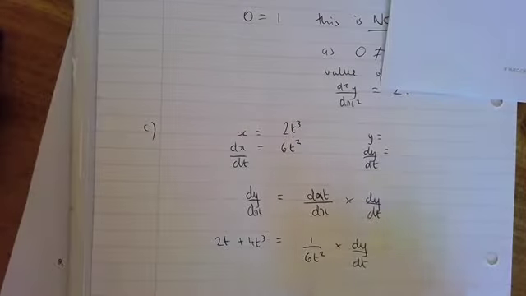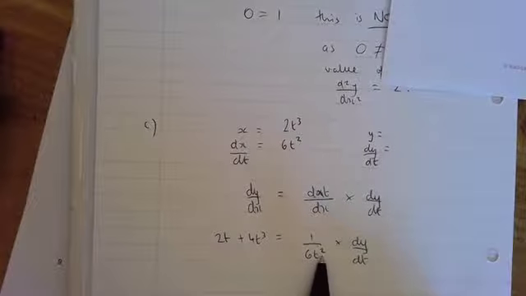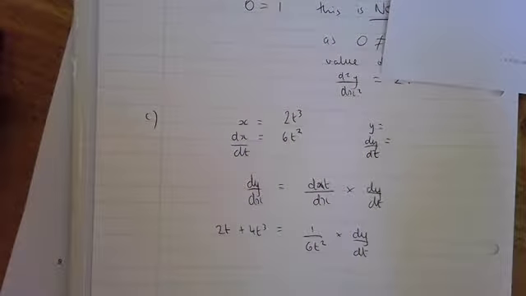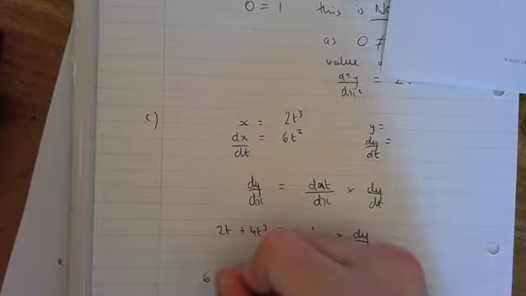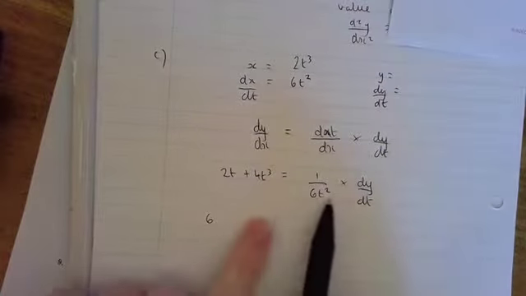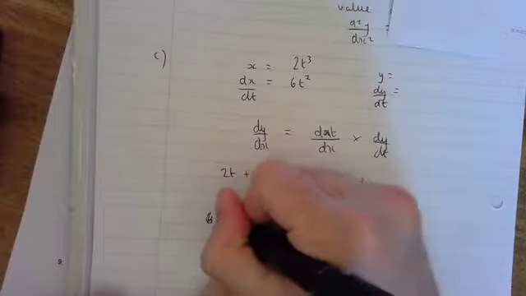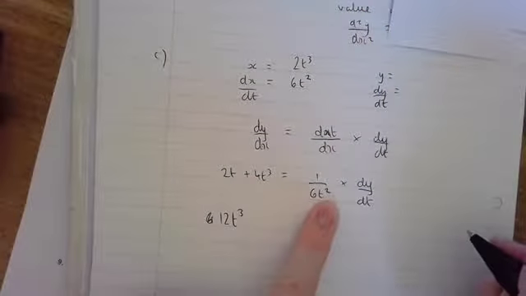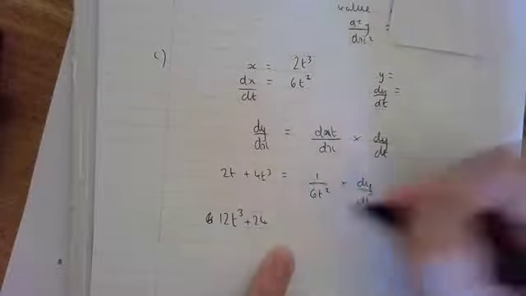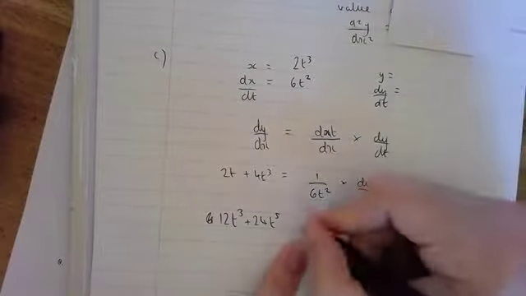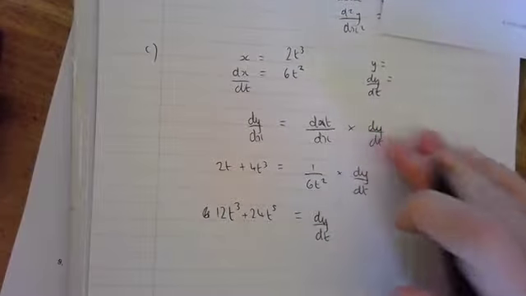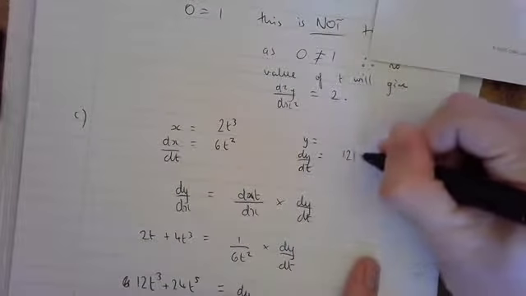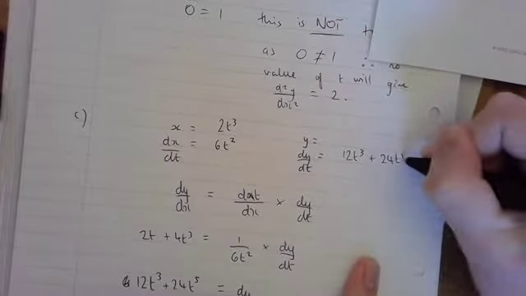So what I'm going to do now, that's effectively like dividing by 6t squared here. I'm going to take that over and it's going to effectively become just times those things there. So let's solve it straight away. 6t squared times 2t would be 12t cubed, and then this would be plus 24t to the power of 5, equal to dy by dt. Now dy by dt, I now know, is this thing here. I could say it's 12t cubed plus 24t to the power of 5.